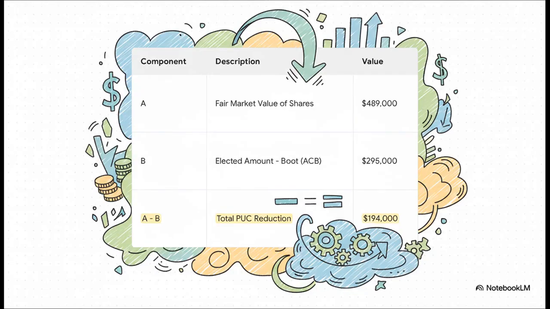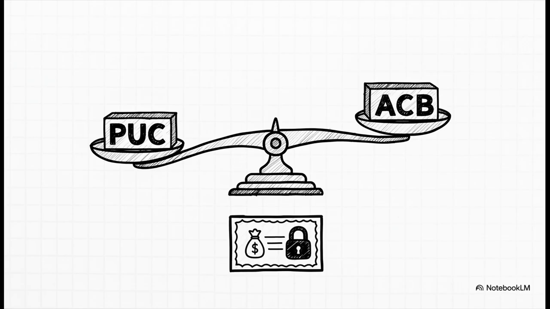So let's put it all together using our example. Component A, the fair market value of the shares, is $489,000. Component B, the total ACB of those same shares, is $295,000. The difference, A minus B, gives us a required total PUC reduction of $194,000. So here's the key takeaway.